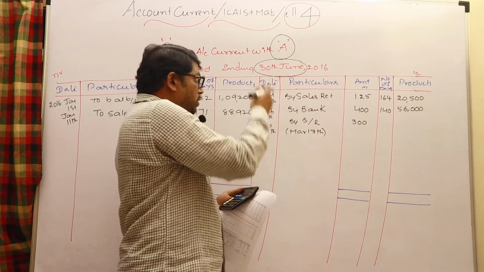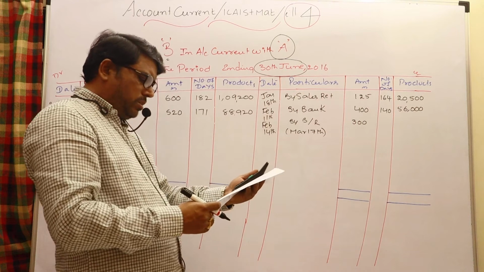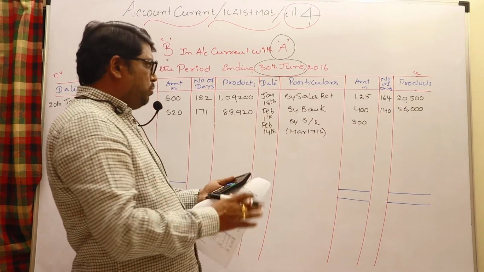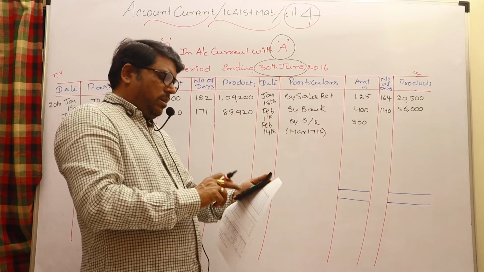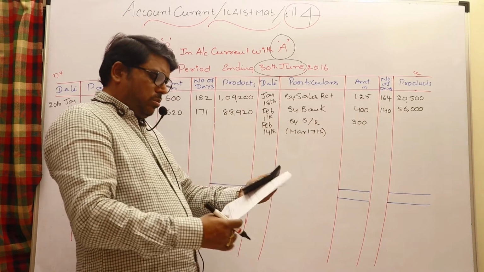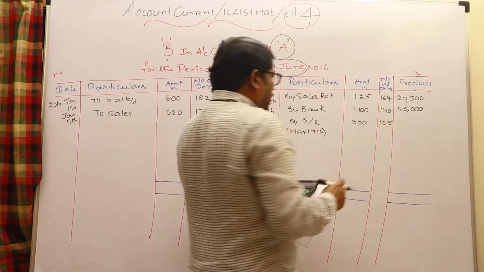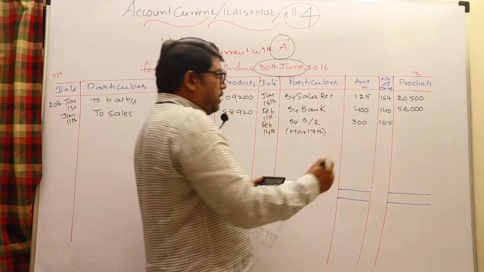From March 17th, you have to calculate the number of days. March 17th to March 31st is 14 days, since we are preparing up to June 30. So still in March 14 days, then April, May, June, totally 105 days. 105 into 300 is 31,500.